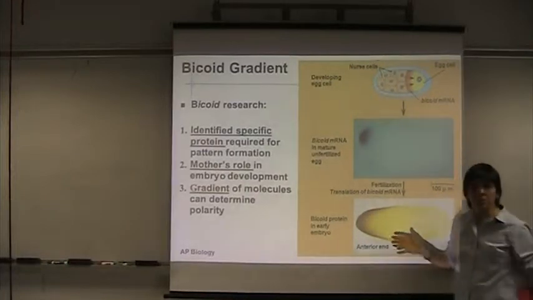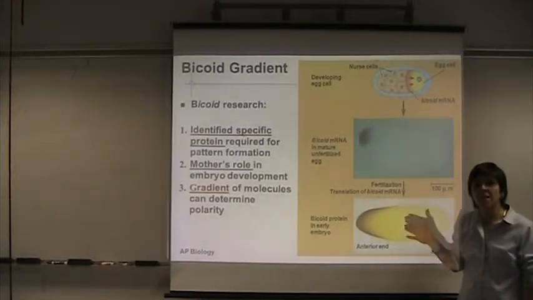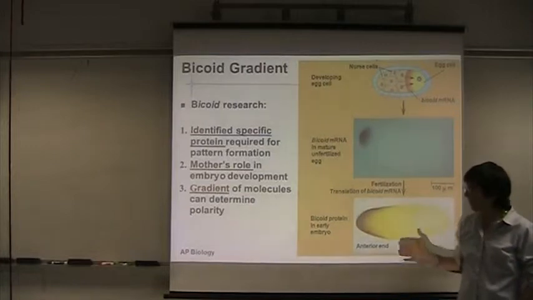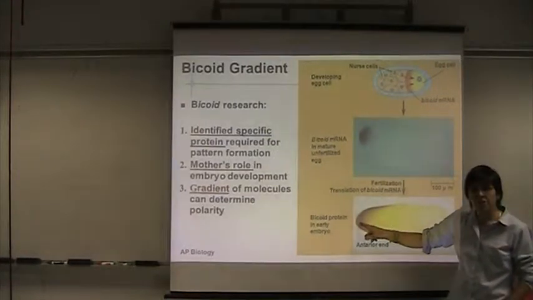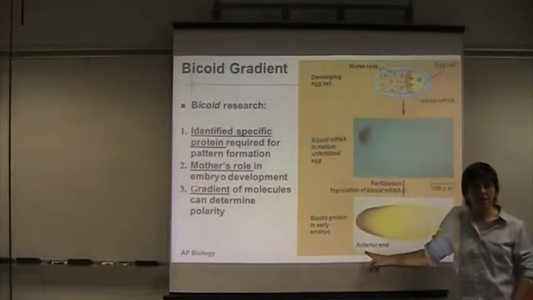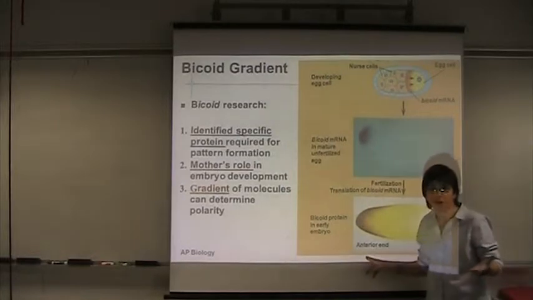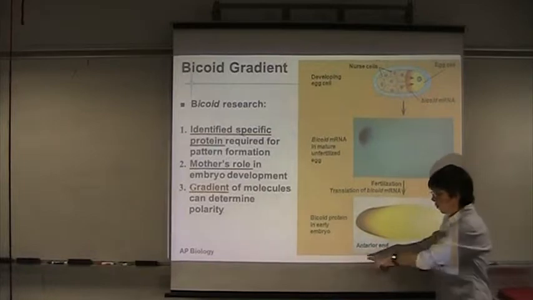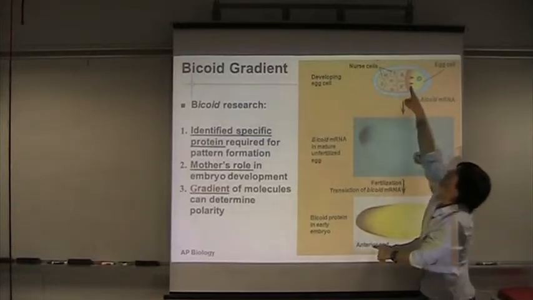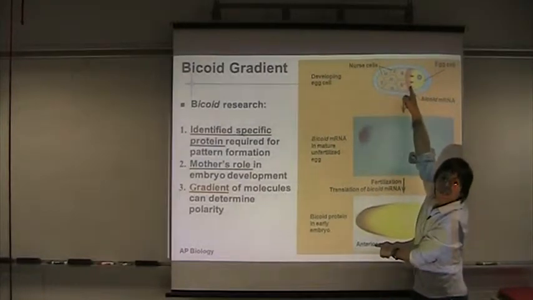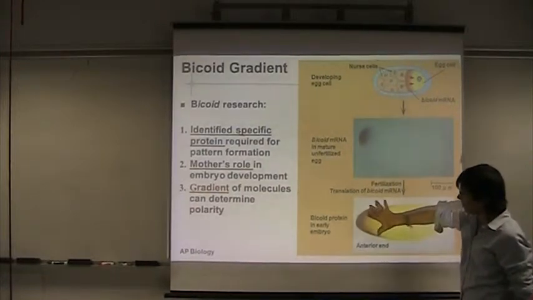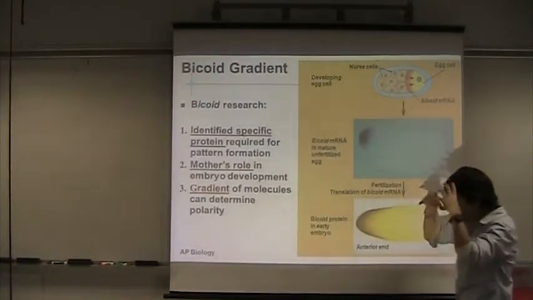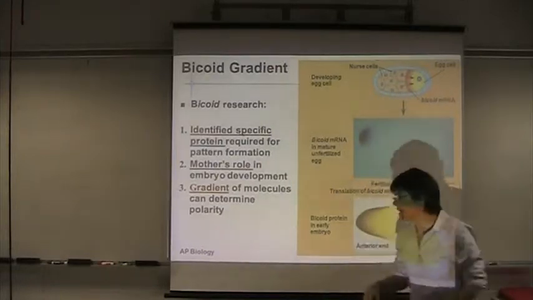This bicoid protein is actually what determines the anterior side of the creature. Wherever you have the highest concentration of bicoid will become the anterior end of the organism. And when was this determined? When the egg was still in the making, basically. So this is fascinating. The presence of bicoid determines the anterior end.